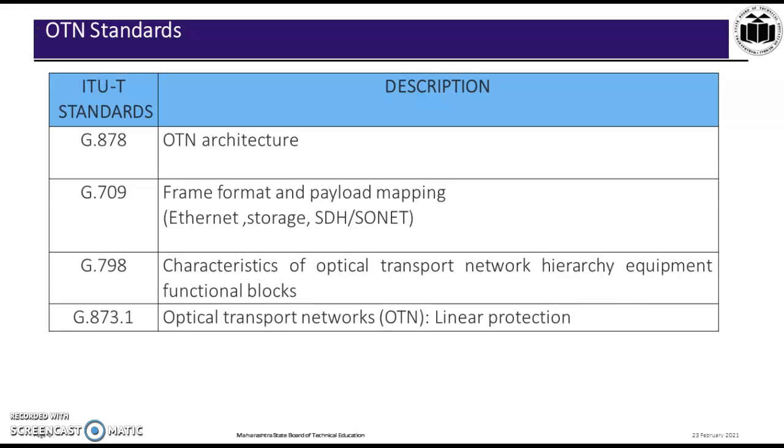Now let us see the various OTN standards and their description as per the ITU-T standards. G.872, that is the OTN architecture. G.709, that is the frame format and payload mapping. G.798, characteristics of optical transport network hierarchy equipment functional blocks, and G.873.1, that is the optical transport network linear protection.